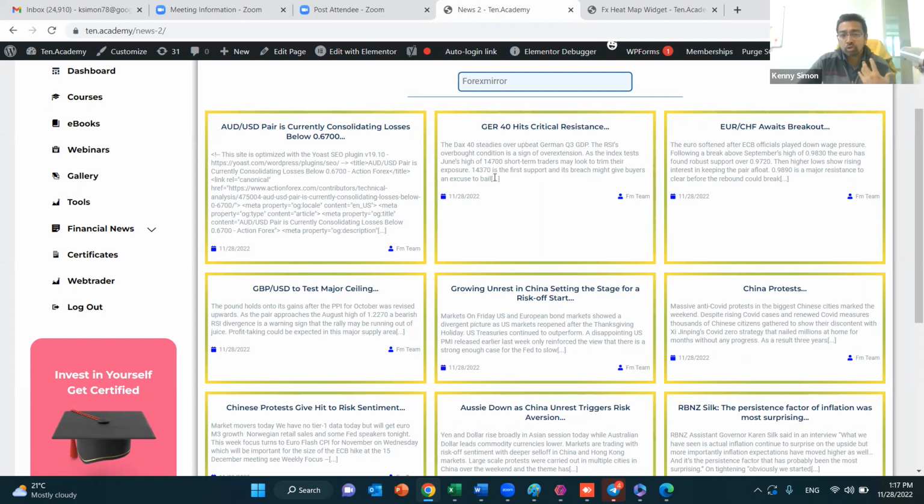For the top German stocks are actually mentioned. We've got Euro versus the CHF. We've got some other on GBP USD. So let's now go on to the heat map section.